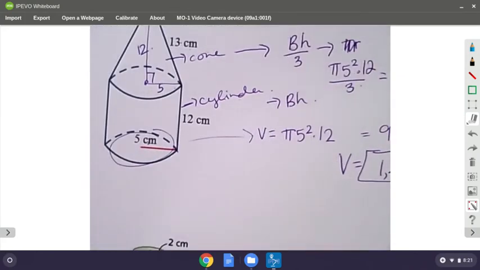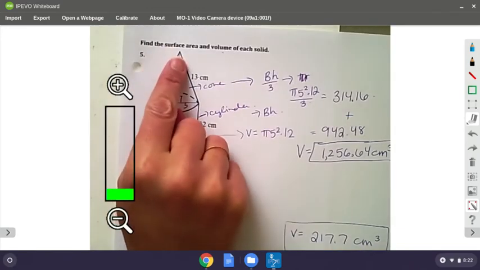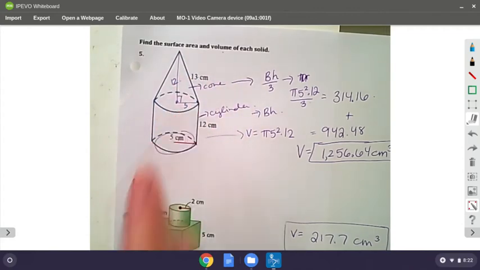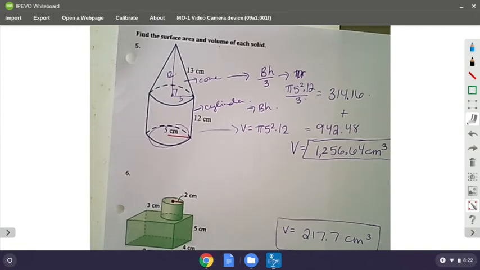So I also just wanted to come back to these composite figures. The directions technically said find the surface area and volume. I had you guys just do the volume last time. So today I want to show you how you could do the surface area of them. I am going to redraw this on the whiteboard, and then we'll find the surface area.